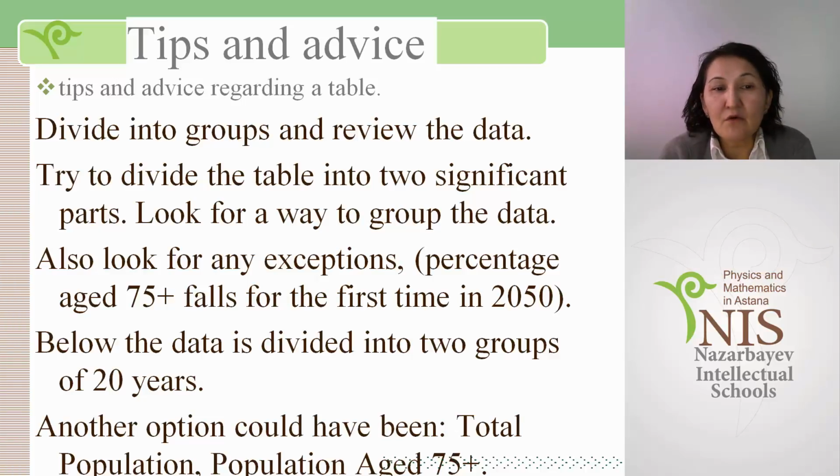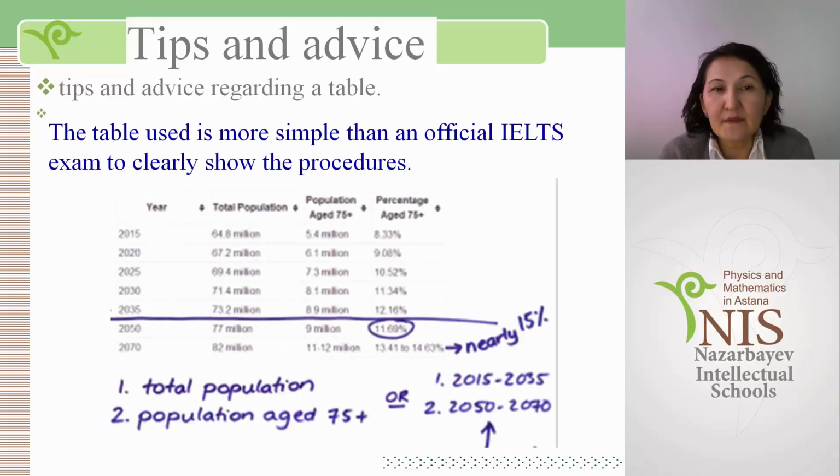Percentage aged over 75 falls for the first time in 2050. Below, the data is divided into groups of 20 years. Another option could have been total population, population aged more than 75. The table used is more simple than an official IELTS exam to clearly show the procedures.